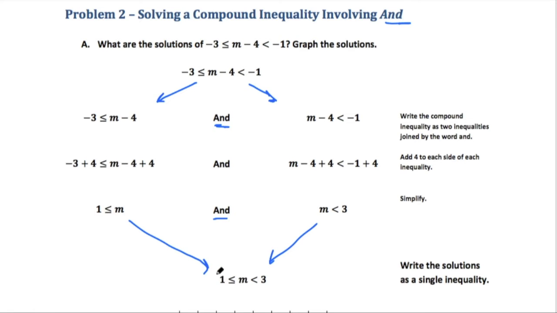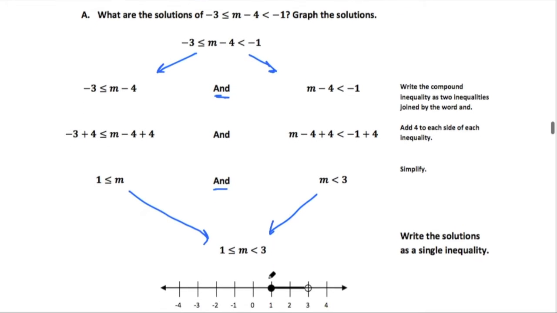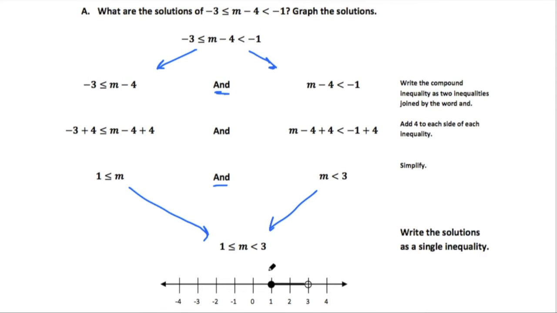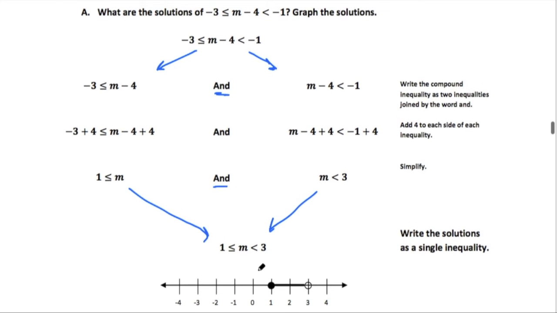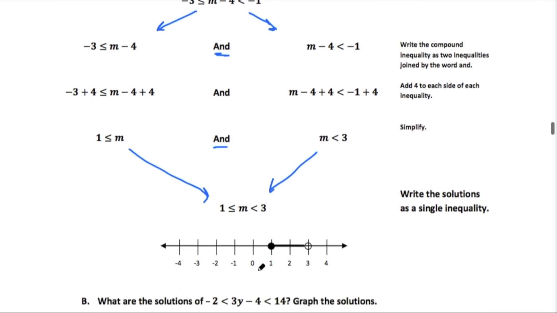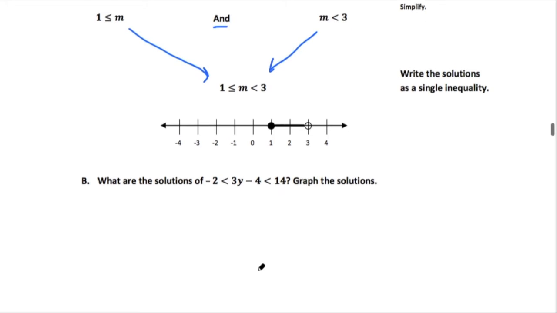We could then join it back together and have a simplified expression where we now know exactly the value of m. It's between 1, could be equal to 1, and 3, and then we can go ahead and graph that. That's one approach. So let's look at a second approach that I think many of you will find is a little bit less work. So here again we have a conjoined inequality.